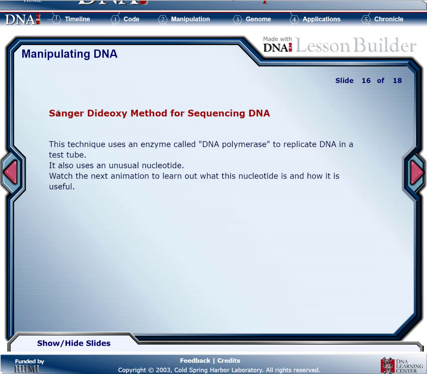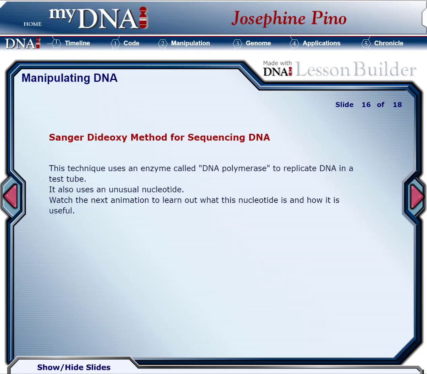Okay, the next slide talks about the Sanger dideoxy method for sequencing DNA. So we review the progress so far on the web assignment. We covered restriction enzymes, the tool itself, how it's used. We covered plasmids, the tool itself, how it's used. Ligase, the tool itself, how it's used.